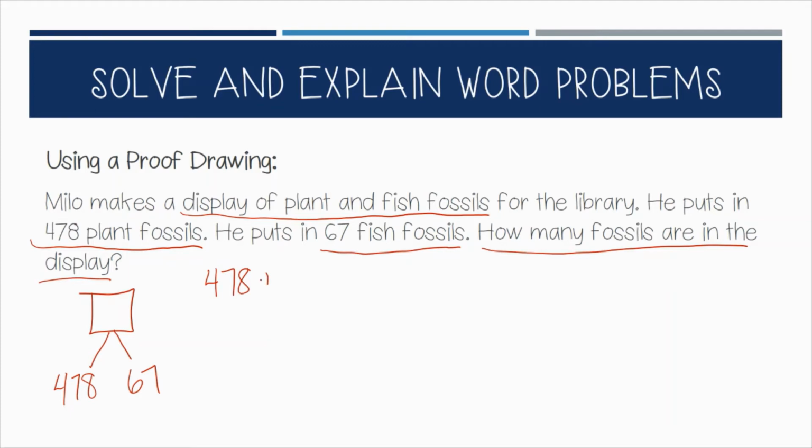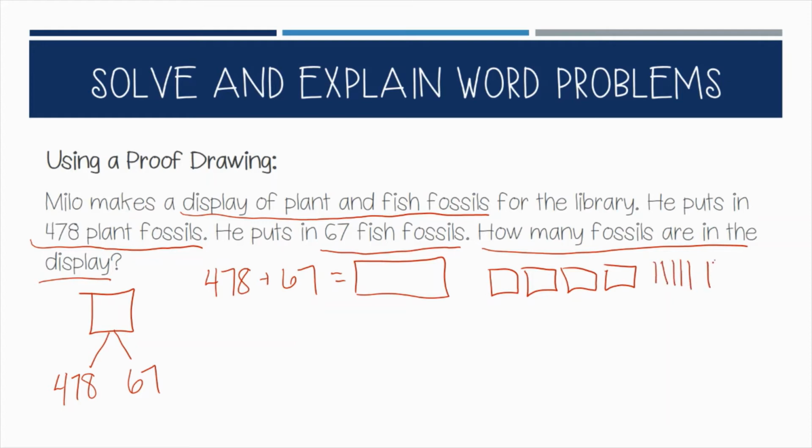478 plus 67 equal to, and that is our unknown. So let's draw our proof drawing. First, we're going to draw 478. So 1, 2, 3, 4, and then I need 7 tens. Make sure I leave my 5 group and 8 ones. Also make sure that I have my 5 group.